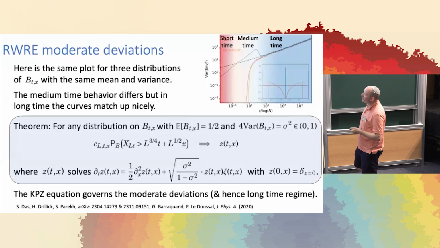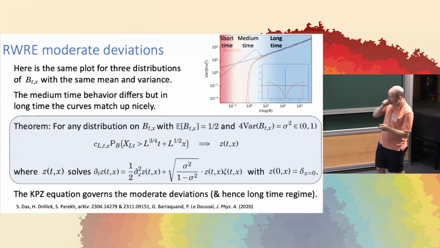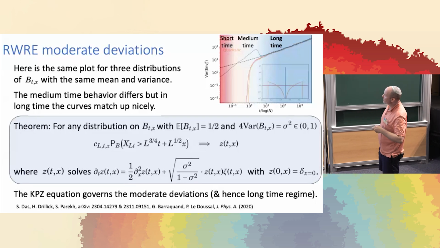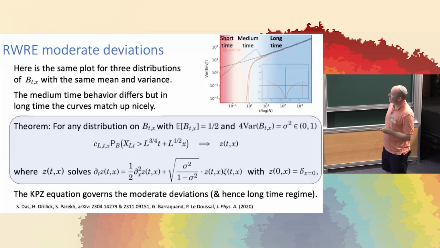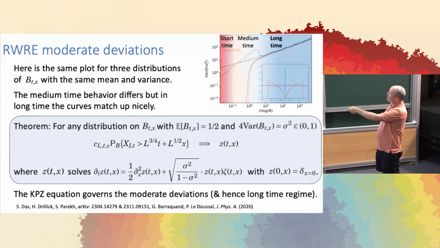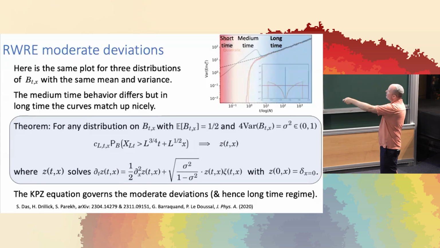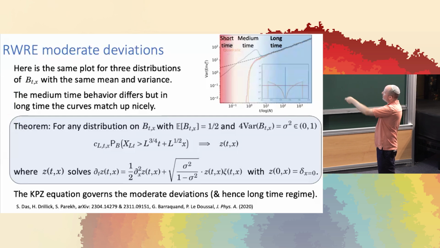And that's because of the following theorem. So this theorem, and I'm going to actually build up a more general version of this theorem, but let me start with the simplest one. So I'm considering models in which I go left or right with some probability, b_t(x), right? And I've tuned it so that the b's are centered, so they have 50-50 probability of going left or right. So the mean is 1/2. And I've chosen the variance to be fixed, 4 times the variance to be something called sigma squared here.